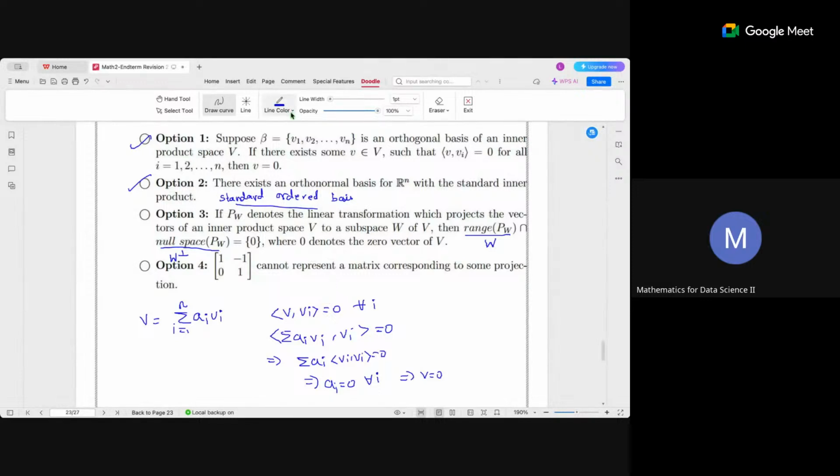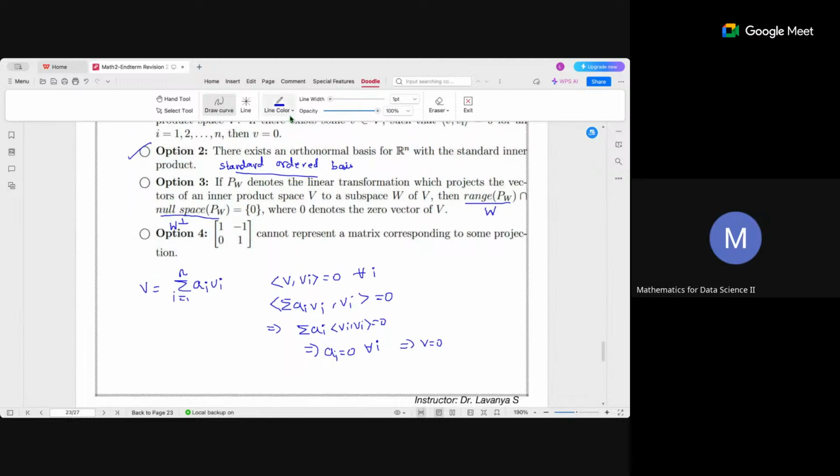And another property, I don't know whether you will need it or not, but I have seen that this property was used in some problems. This is again based on the rank-nullity theorem, that dimension of W plus dimension of W perp is equal to dimension of V, and W intersection W perp is 0. So these are some important properties about W and W perp.